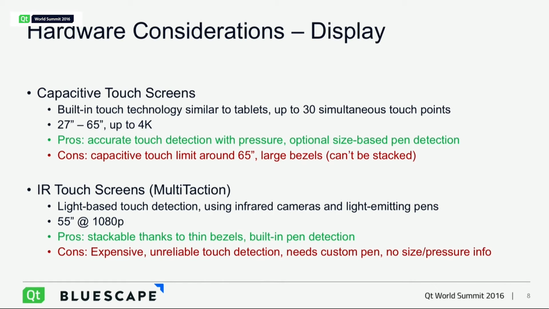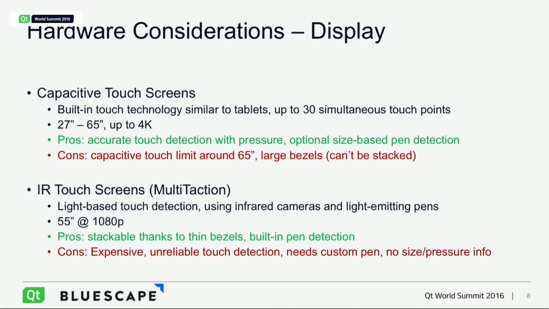In our case, we want interaction. So we have evaluated several alternatives for displays. The first case is the simple capacitive touchscreens, right? So basically think of your tablet screen, but blown up. They go all the way to 65 inches, and the latest ones are also able to push 4K resolutions. Overall, it's the same as the tablet experience.